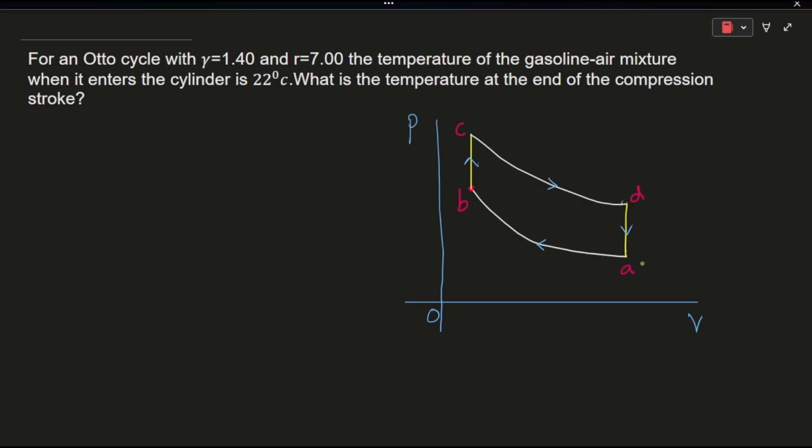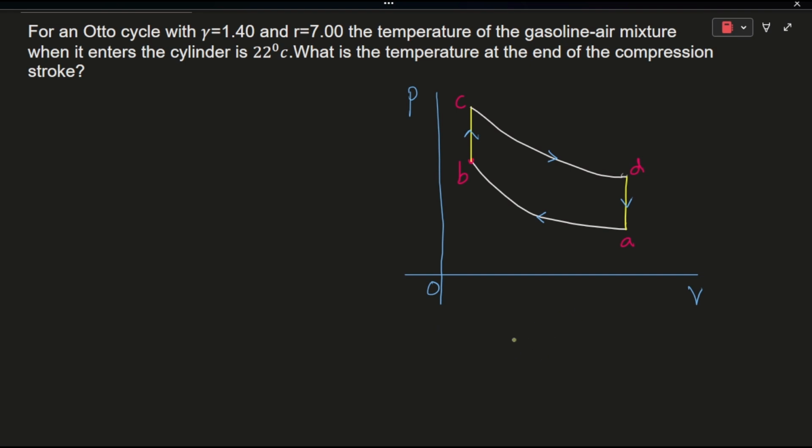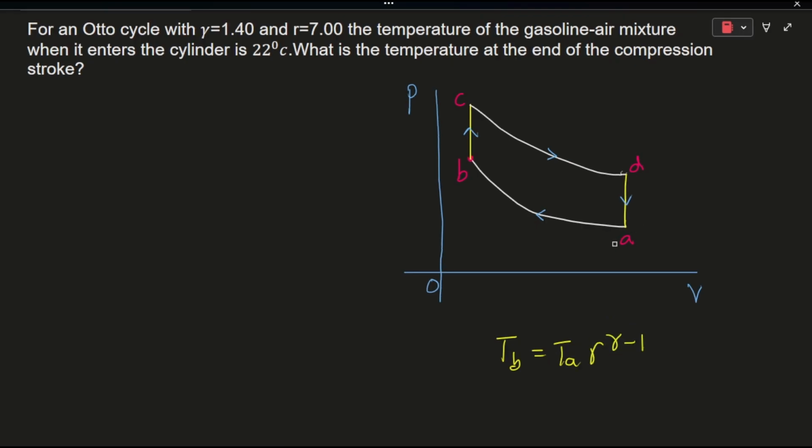Now, this question relates to the step AB, which is an adiabatic compression process. The gasoline-air mixture enters the cylinder at point A, and we have been given that the temperature at this point is 22 degrees Celsius. We are expected to determine the temperature at point B, which is the end of the compression stroke. Now, the governing relation to consider is, now, let's take note that the volume of the system at point A divided by the volume at point B is equivalent to our compression ratio R.